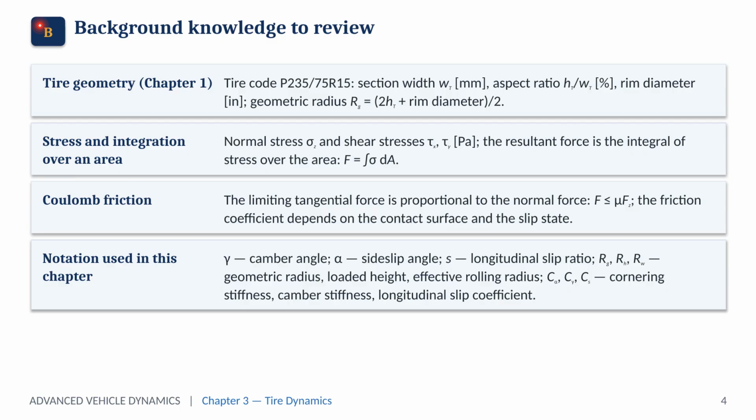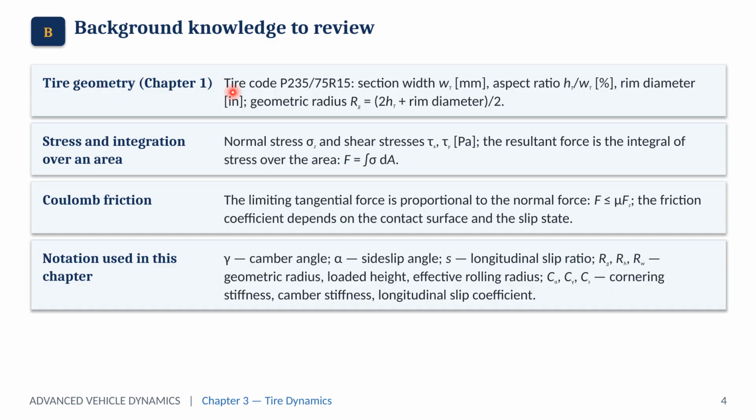Before we start, let us review 4 pieces of background. First, tire geometry from Chapter 1. The tire code gives the section width, the aspect ratio, and the rim diameter. The geometric radius is twice the section height, plus the rim diameter, all divided by 2.